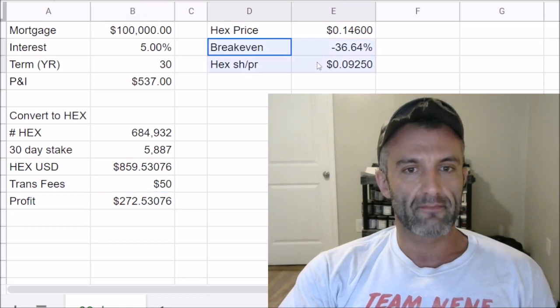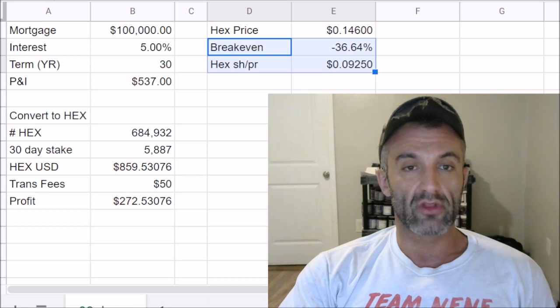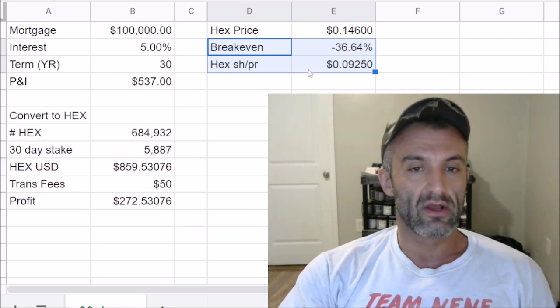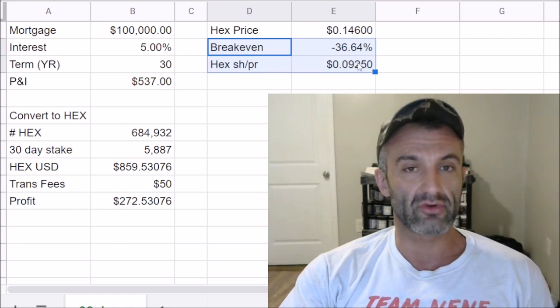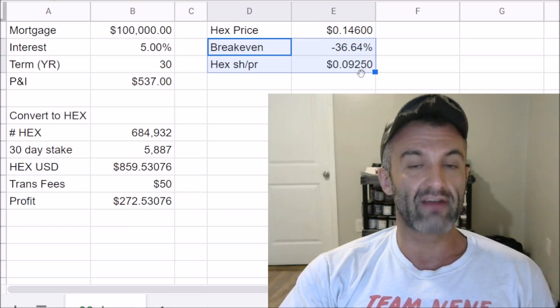So if we look over here at the price of HEX, you're like, what happens in 30 days if the price of HEX comes down? Well, the price has to come down by another amount from where it currently is, and it's already down 80% roughly. So it has to drop another 36% to around 0.0925 cents for us to just break even.